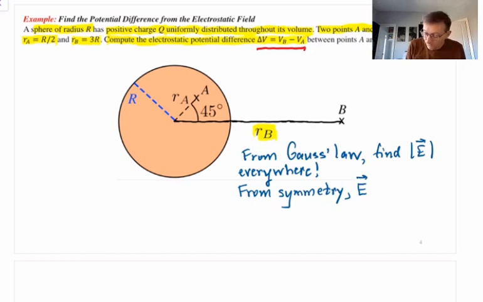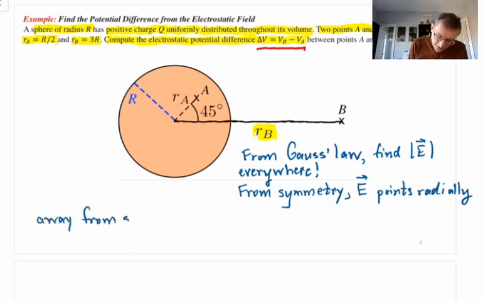E arrow points radially away from the sphere's center at any given point.